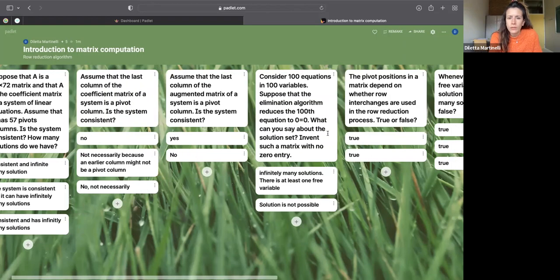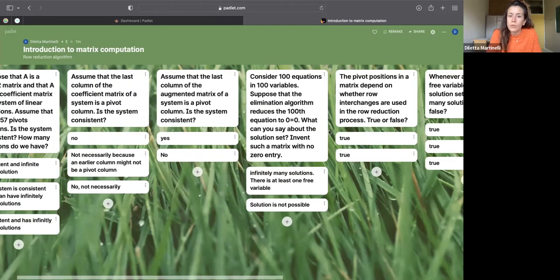Then consider 100 equations in 100 variables. Suppose that the elimination algorithm, so again, this row reduction algorithm, reduces the last one to 0 equals 0. What can you say about the solution set? So there needs to be infinitely many solutions, because basically that means that there is not a pivot. So you have at least one column that is not a pivot column. So there will be free variables.